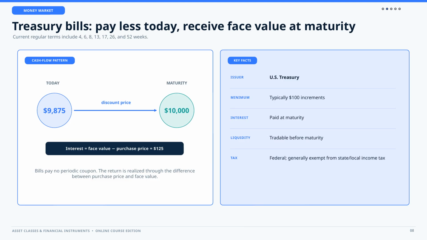Treasury bills are short-term obligations of the United States Treasury. They are typically sold at a discount, so the investor pays less than face value and receives face value at maturity. In the example, an investor pays $9,875 and receives $10,000 90 days later. TreasuryDirect currently lists regular bill terms of 4, 6, 8, 13, 17, 26, and 52 weeks. Bills are issued electronically, can be traded before maturity through a bank or broker, and are generally exempt from state and local income taxes, although federal income tax applies.